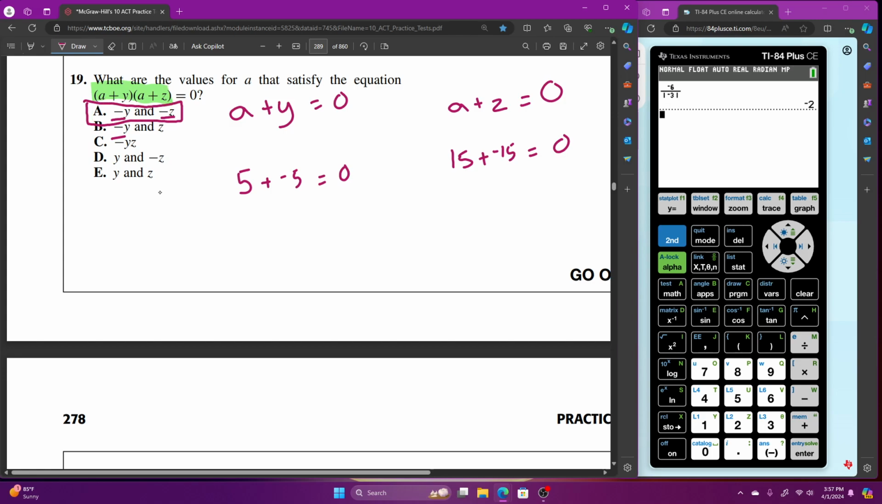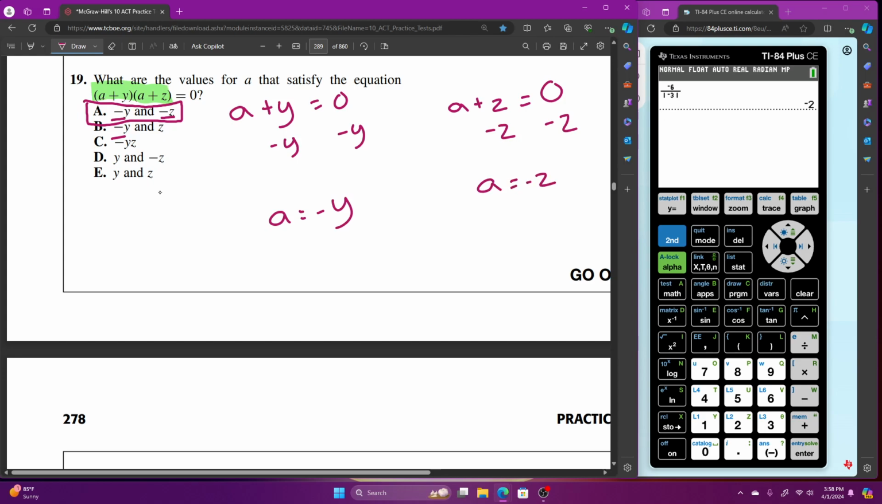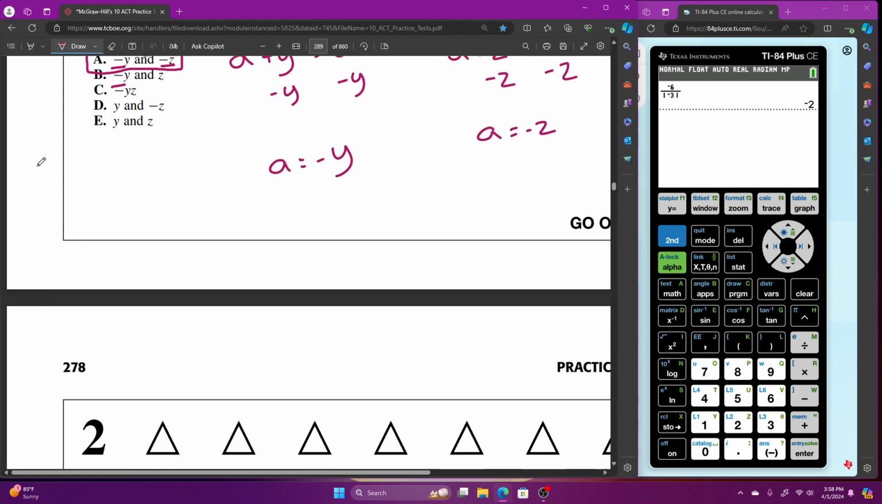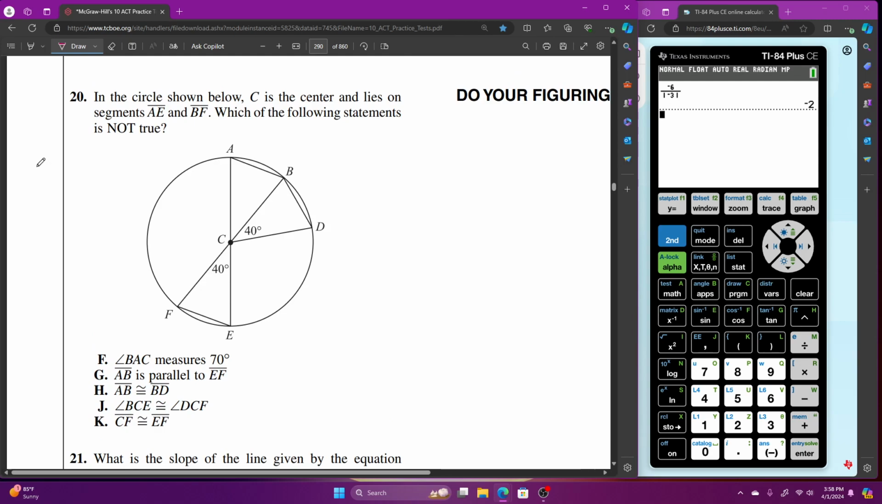We would want the opposite. I might have done that a little bit backwards. That's okay. Either way, we needed the opposite of Y. We needed the opposite of Z to give us a 0. Another way to go in, you could say A equals minus Y on both sides. A equals negative Y minus Z on both sides. A equals 0 minus Z, negative Z. There you go. Two ways to solve it. And then one more question for this video. Question number 20 says, in the circle shown below, C is the center and lies on segments AE and BF. Which of the following statements is not true?